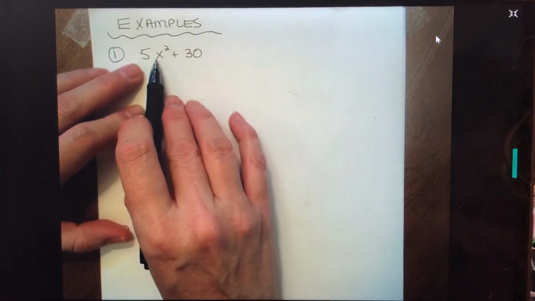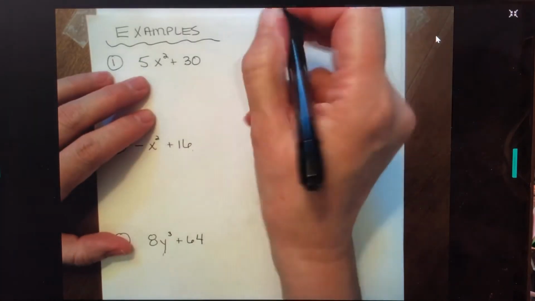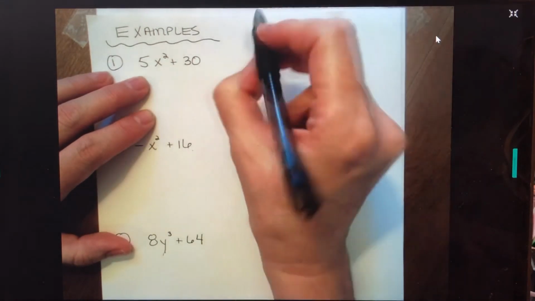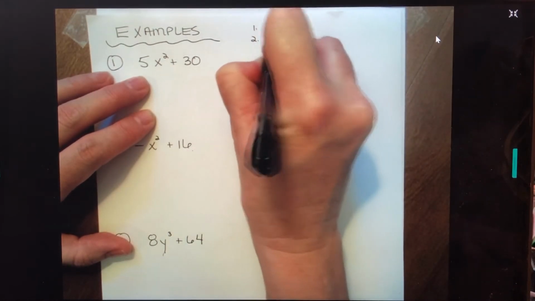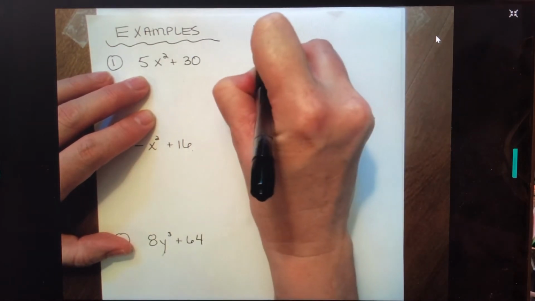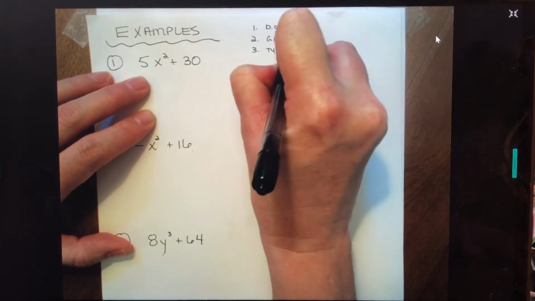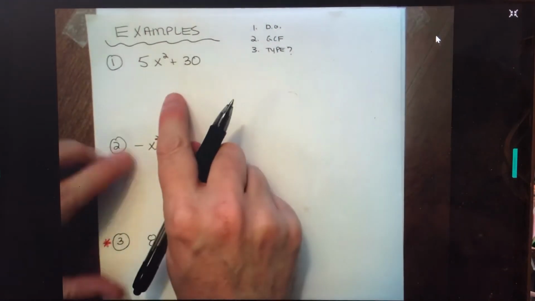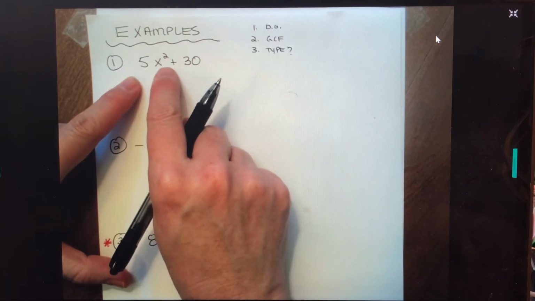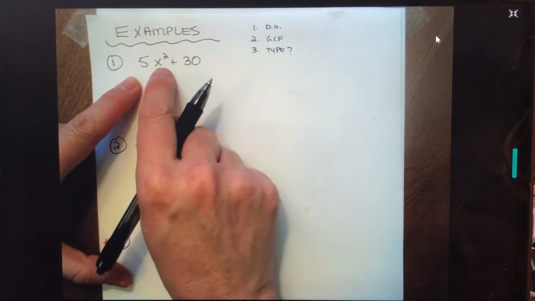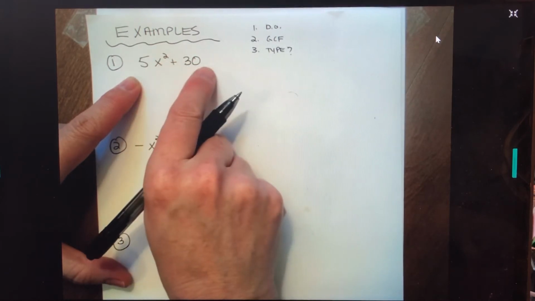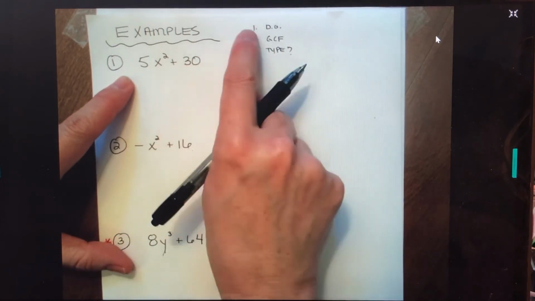This is in descending order, so let me write those up here. So number 1, we're going to check for descending order. Number 2, we're going to do a GCF if we can, and then number 3, what type is it? And again, we know these already are going to be binomials. Okay, so descending order. This is in descending order. As you look about moving terms around to make sure you have the highest power on down, the 2 is the highest exponent. This doesn't have one, so this is in descending order. So we can check that off.